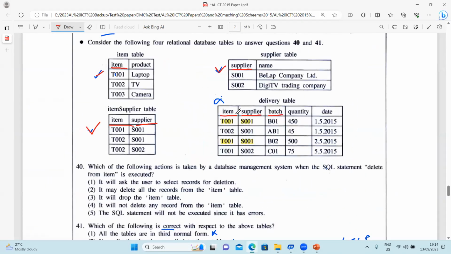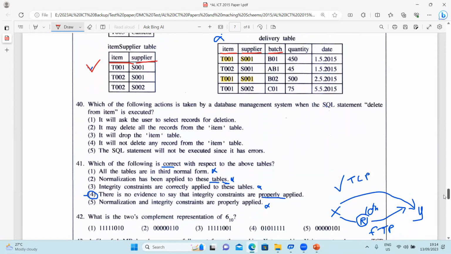Therefore, I took this one as not normalized, as well as the primary key not being defined. Item, supplier, batch, all three together will make the composite key. Then, integrity constraints are correctly applied to this table. What do you mean by integrity constraint? Foreign keys. Okay, that is foreign keys.